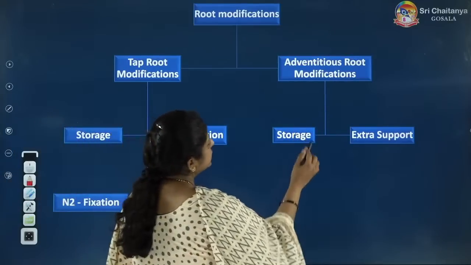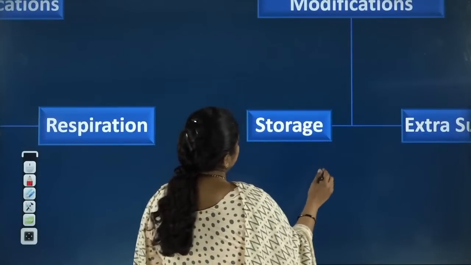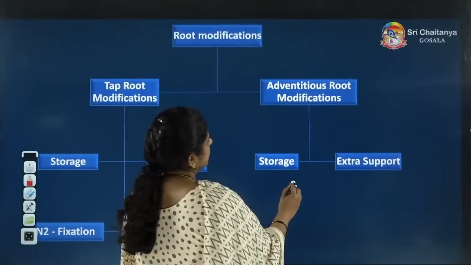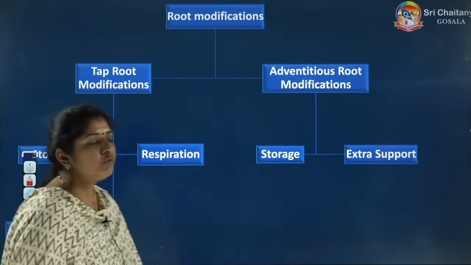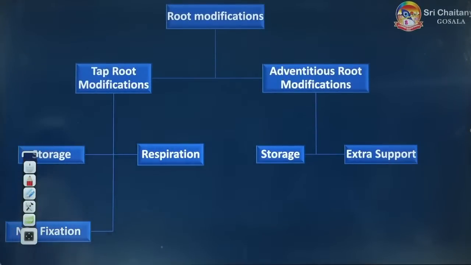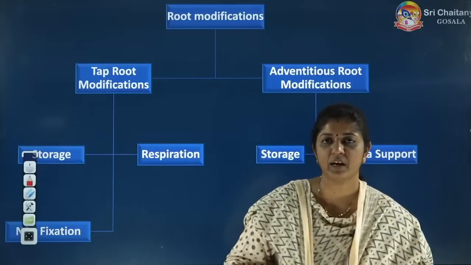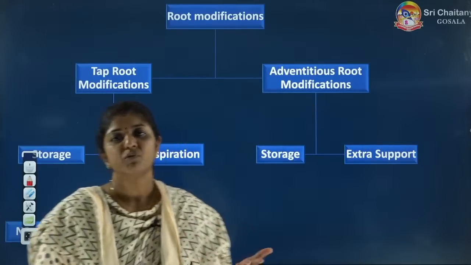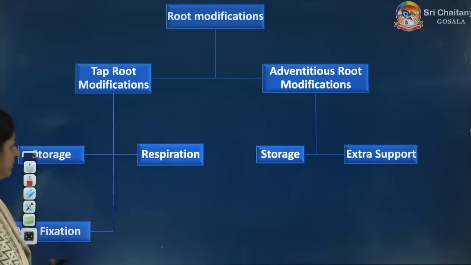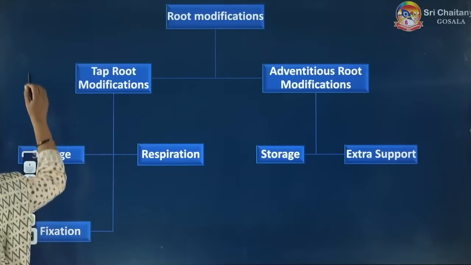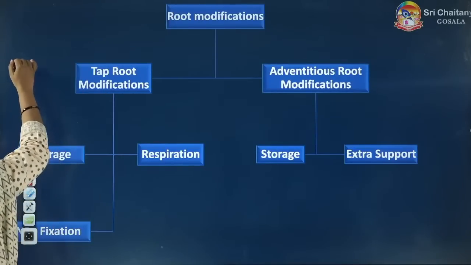under adventitious root, we will discuss storage and extra support. Are you getting that? So for that, storage and extra support, what example, what is its function, same as we discussed for the stem. So we will discuss that here for the roots. Fine. Now coming to the next slide, I am taking taproot modifications here first.